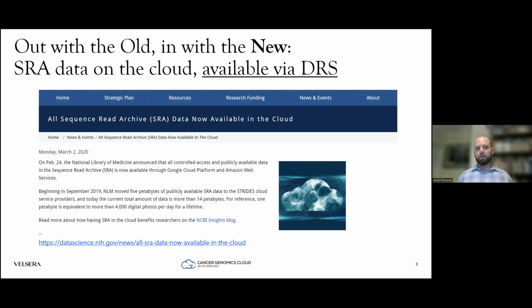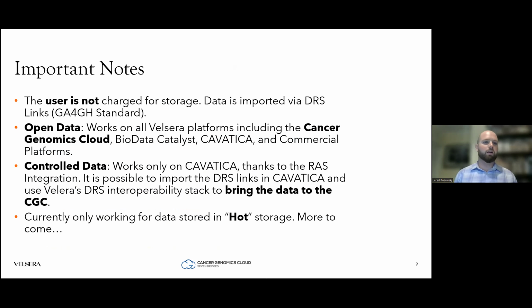So we have implemented a tool, or worked with the NCBI to implement this tool, that allows you to get DRS links for data in the SRA. In other words, you can symbolically link to data in the SRA so that you don't have to pay storage costs. The files will show up in your project as if it's a normal file, and you can run your analysis, and I'd say it just works. There are some important notes, and again, I want to reiterate that the user is not charged for storage since it's symbolic linking.